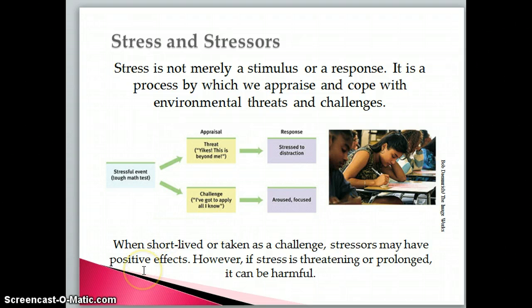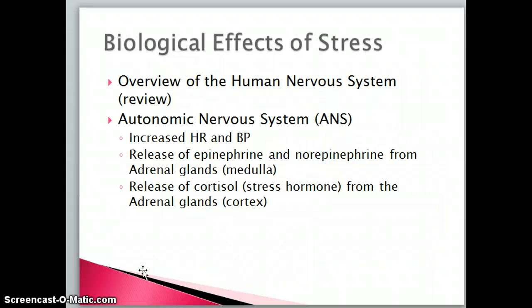So for example, when short-lived or taken as a challenge, stressful situations can have a positive effect. They can get us focused, they can get us on task. However, if these stressful situations are perceived as threatening or they're chronic and prolonged, they can have harmful effects on our physiology. So what are some of these biological changes that take place in our body when we are faced with real or perceived stressful situations?